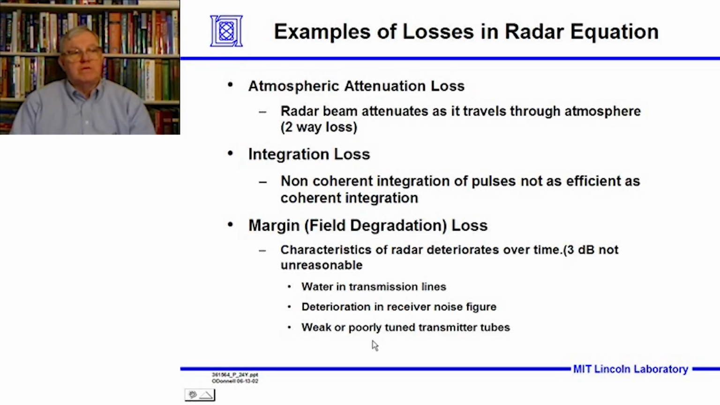And then I went into the field degradation loss. A reasonable loss to put in for that, I usually put in 3 dB when I'm doing radar design. Issues can occur: you can have water in the waveguide, it can leak in. The receiver's noise figure can degrade over time, and there can be poorly tuned or weak transmitter tubes. These are things that just happen in time. And of course, some of these you can fix with periodic maintenance, but between the periodic maintenance, some of these issues can occur and the radars don't quite perform up to standard.